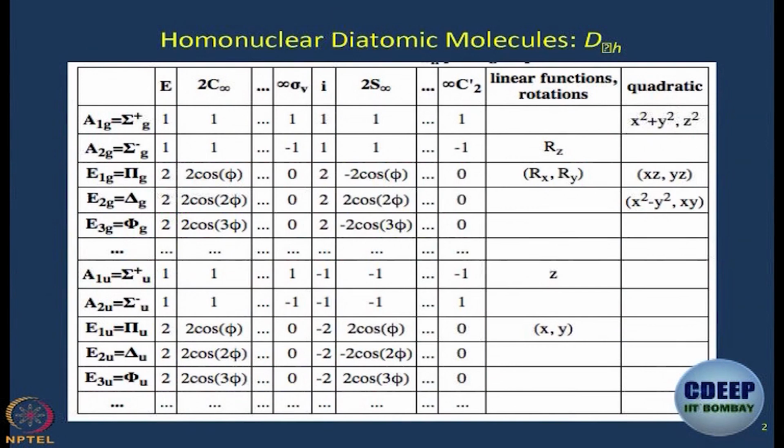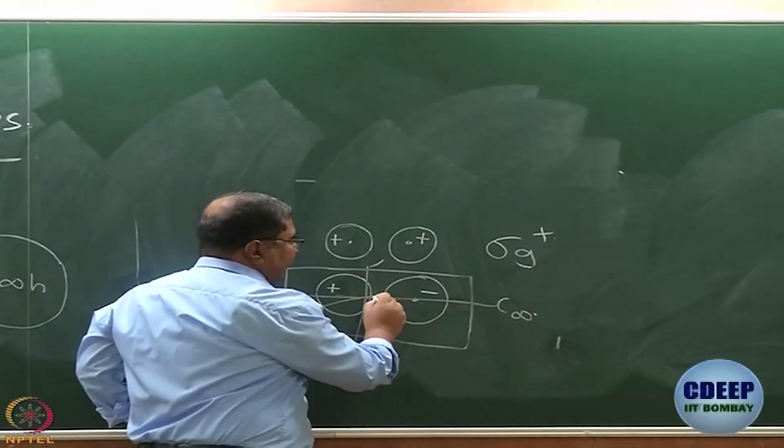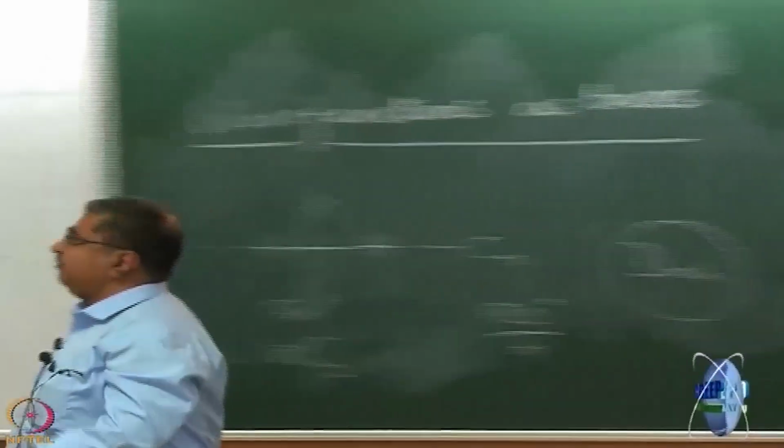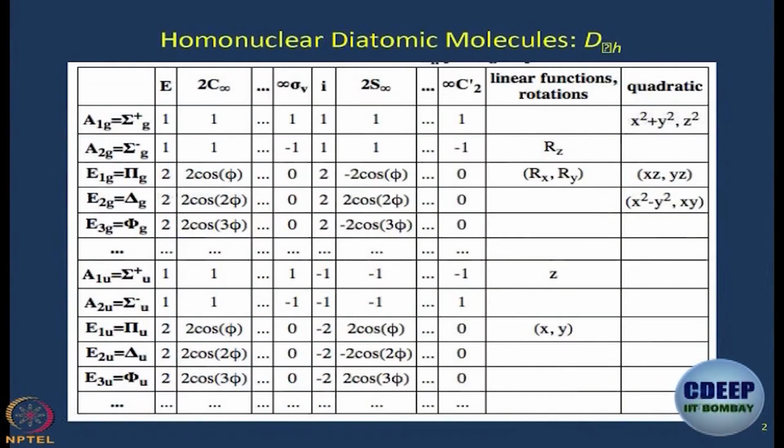So, now 1, 1, minus 1, what about I? Symmetric or antisymmetric with respect to inversion? We are talking about the bonding orbital, sorry, antibonding orbital. Symmetric or antisymmetric? Antisymmetric, convinced? Are we convinced? Start from any point, go to the center, extrapolate, the sign changes. So, minus 1. What do we have? 1, 1, minus 1, minus 1.